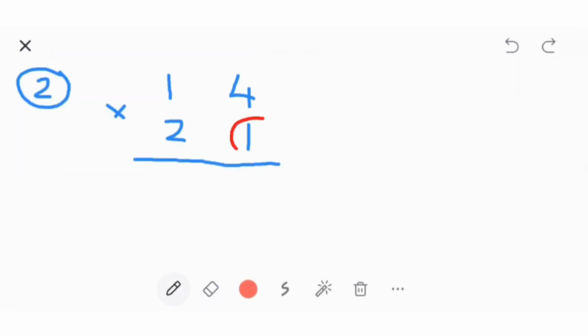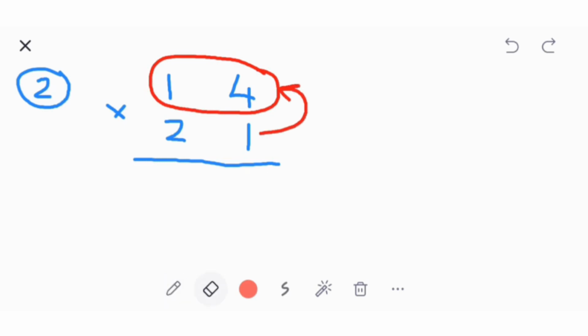Now you start with 1. 1 has 2 friends at the top. The friends are 1 and 4. So 1 will visit those 2 friends that I circled. First, 1 will visit 4. So you do 1 times 4, that gives you 4. Then 1 will visit 1. You do 1 times 1, that gives you 1.